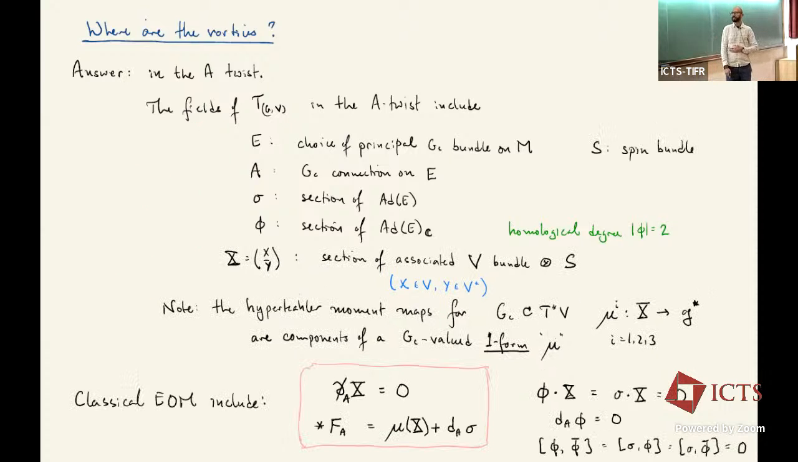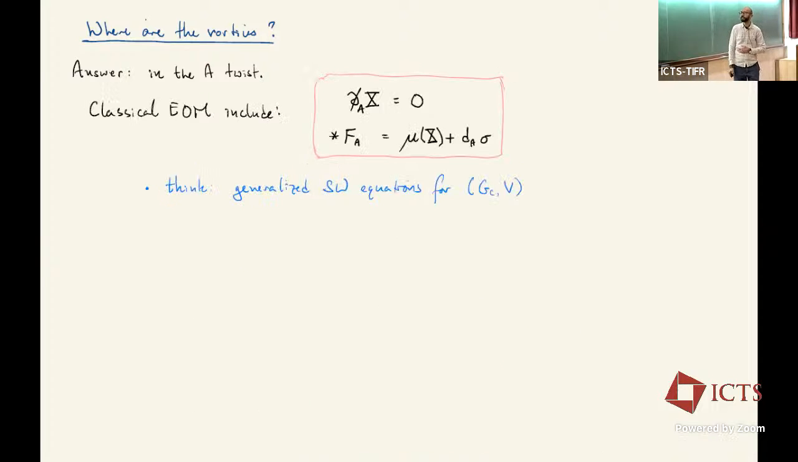And then I can write down the equations of motion. The important ones, or the ones most useful for building some intuition, are these two here. This spinor of matter fields satisfies a covariant Dirac equation, and the Hodge star of the curvature of the gauge connection is this moment map one form plus the exterior derivative of the real scalar sigma.